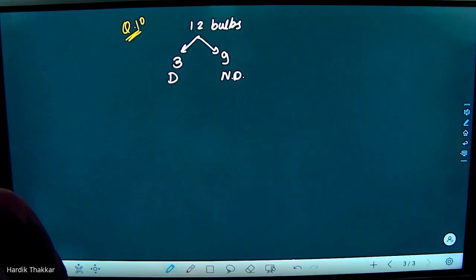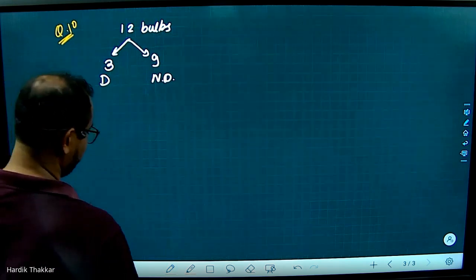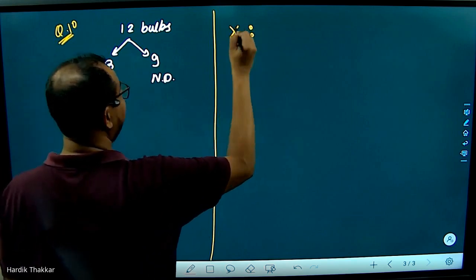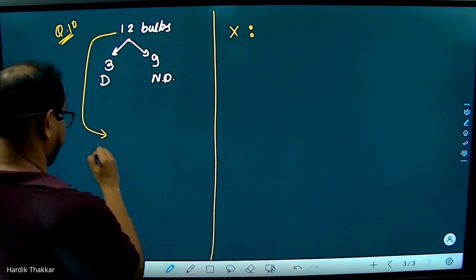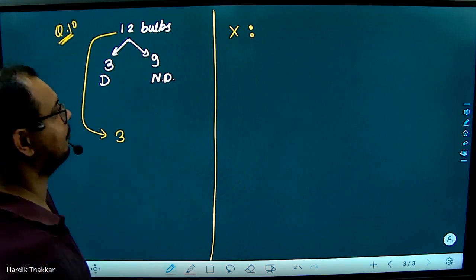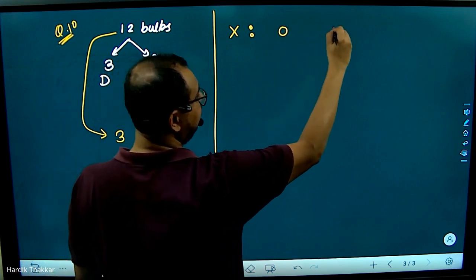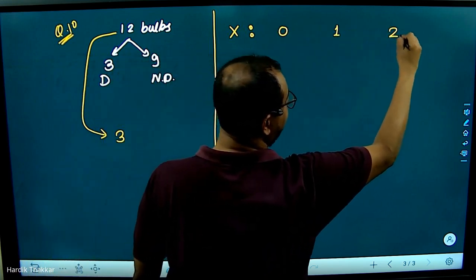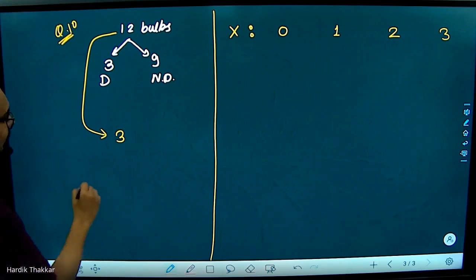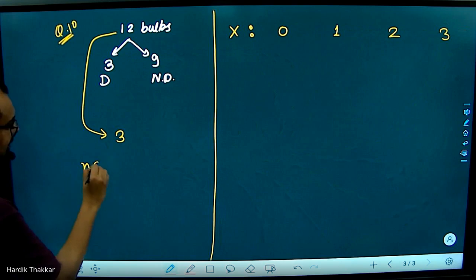Okay. A sample of 3 bulbs is selected. Let X denote the number of defective bulbs. So here X denotes the number of defective bulbs. We are selecting 3 bulbs out of these 12. So how many defective bulbs can we have? Either we can have 0 defective, or 1 defective, or 2 defective, or 3 defective. Clear? Now first we will calculate n of S, that is all possible outcomes.